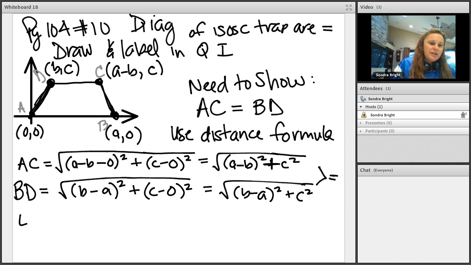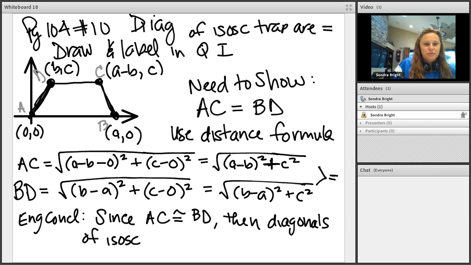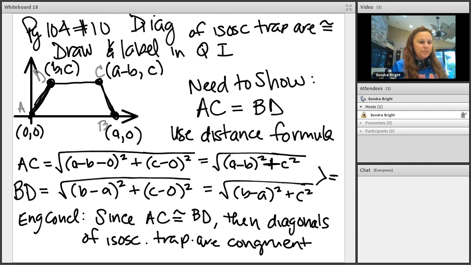And then don't forget, you must write your English conclusion. You don't get points if you don't. And so I would write, since AC is congruent to BD, then the diagonals of an isosceles trapezoid are congruent. Probably had a congruent sign up there. Okay. All right. There's how you're going to prove that.